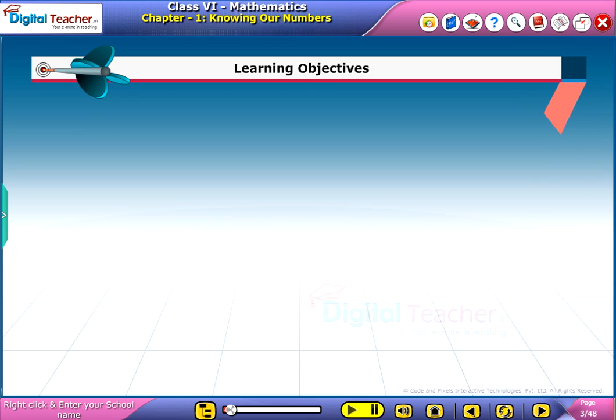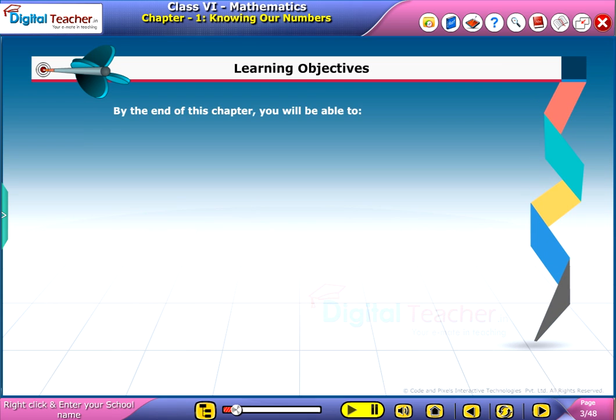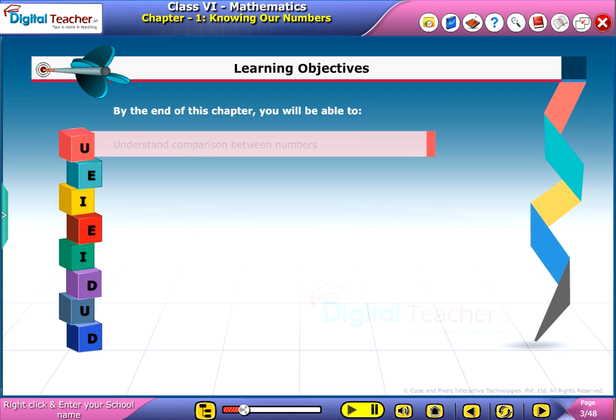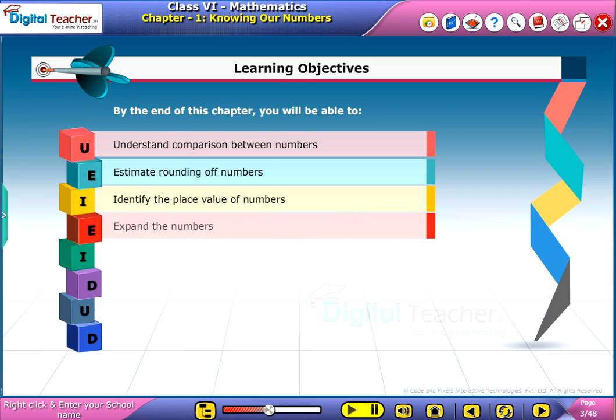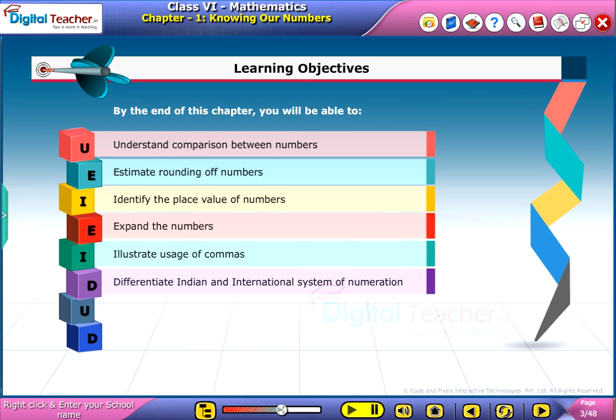Learning objectives. By the end of this chapter, you will be able to understand comparison between numbers, estimate rounding off numbers, identify the place value of numbers, expand the numbers, illustrate usage of commas, and differentiate Indian and international system of numeration.